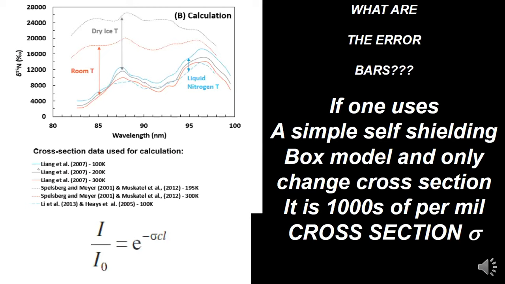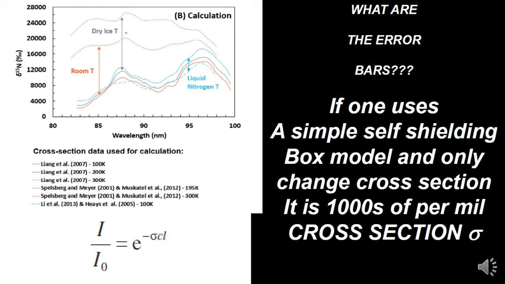So don't change anything, only the cross-section. Leave the concentrations the same, the path length the same, the light the same, wear the same clothes, the same shoes, and just substitute it. And the only difference is measured cross-sections by the best groups in the world. So at room temperature, you can see the results agree within 12,000 per mil.